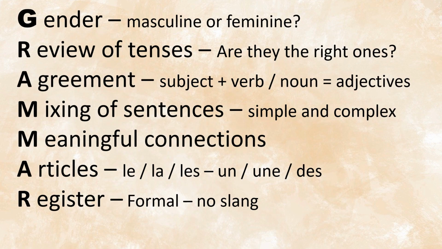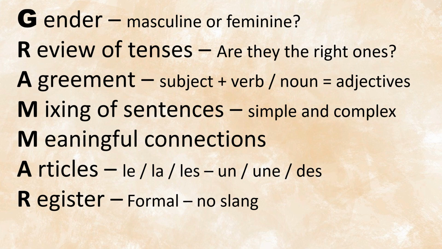Now we're looking at grammar, and grammar as an acronym again here. G for gender. Remember, there are 2 genders, masculine or feminine, and you need to know the gender because it's going to have an impact on what you're going to be writing. R for review of tenses. You need to check whether or not you've used the right ones.